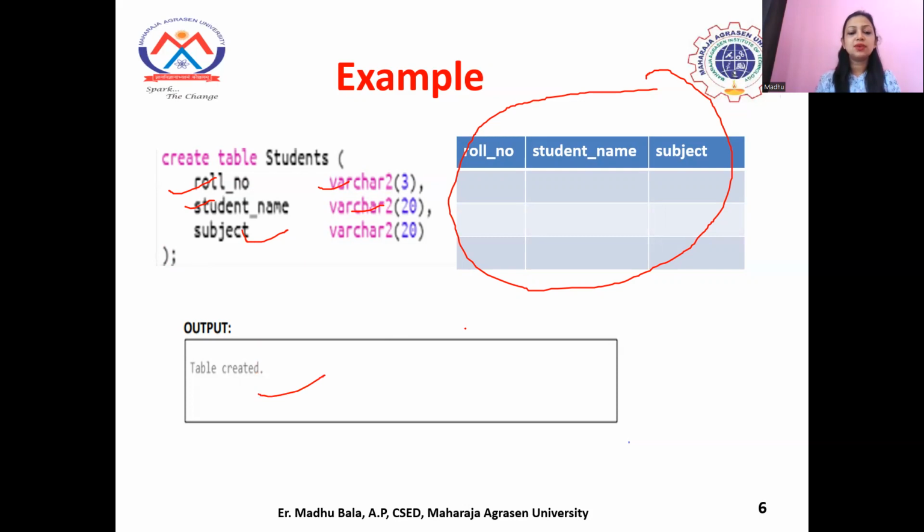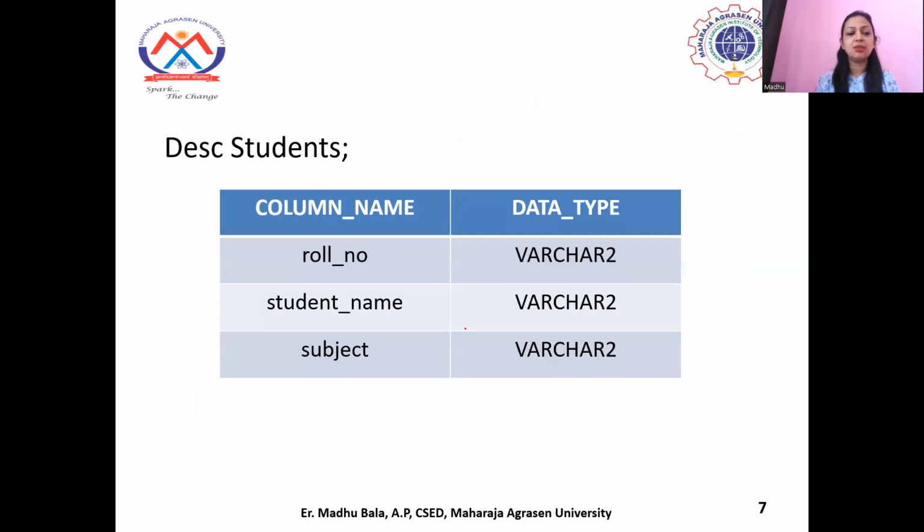Now, suppose if I want to see whether the table is actually created or not, then there is one more command that you can type, like describe students. Either you can write DESC or you can write it completely, DESCRIBE, and then followed by the name of the table.